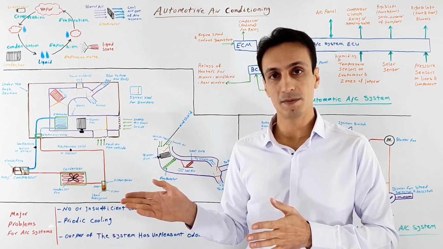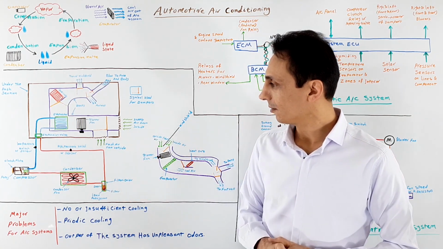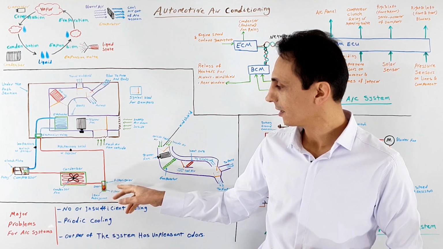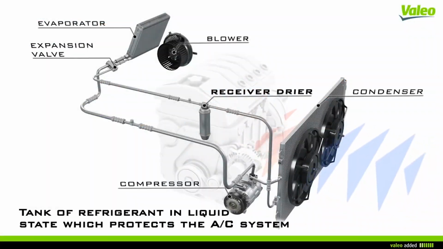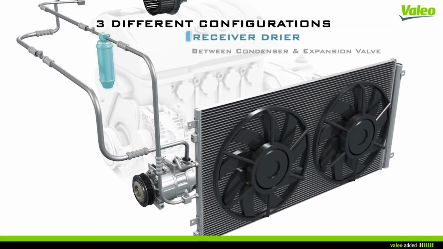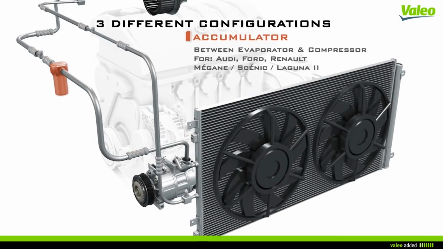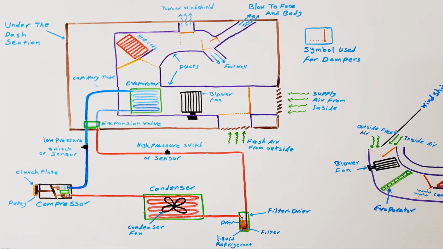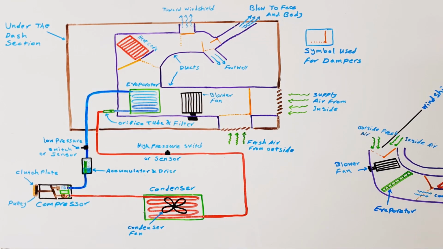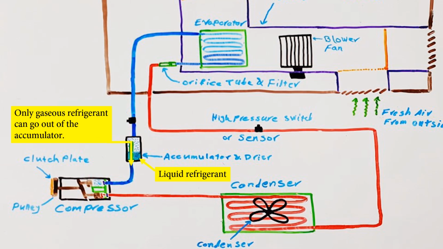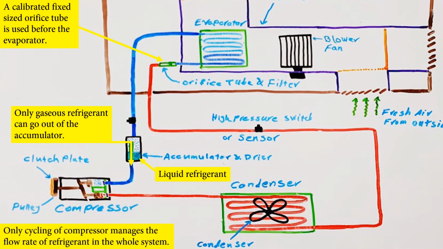Overall function of that system is the same as this system, but the only difference is about the filter dryer and the expansion valve. In this design, a filter dryer is not used, but after the evaporator, we have an accumulator that receives output of the evaporator and gives out only gaseous refrigerant, because liquid refrigerant can damage the compressor. And also the expansion valve is replaced with an orifice tube whose hole size is always fixed, so the output of the evaporator only relies on the cycling of the compressor clutch.